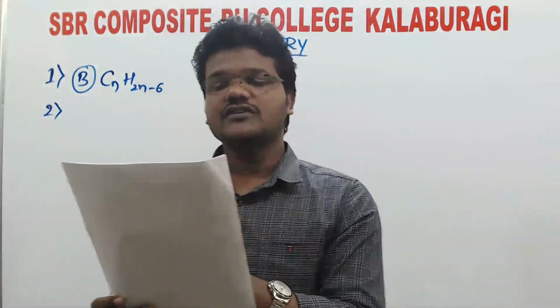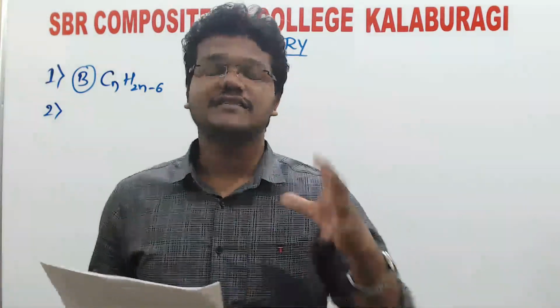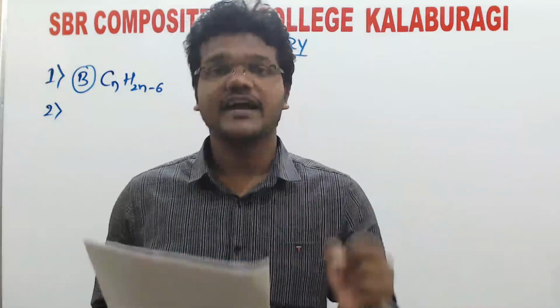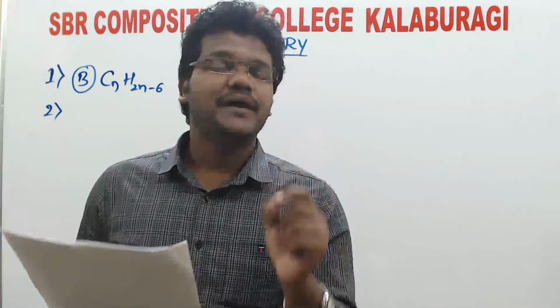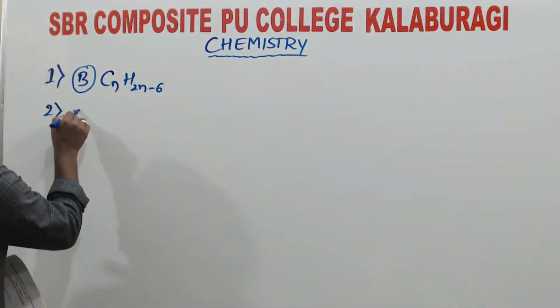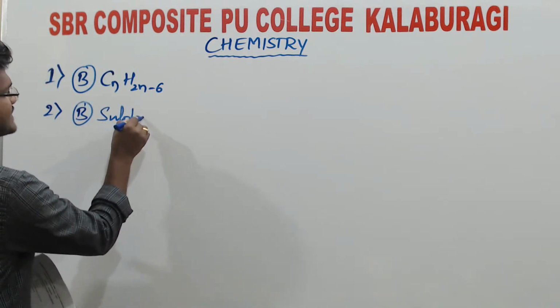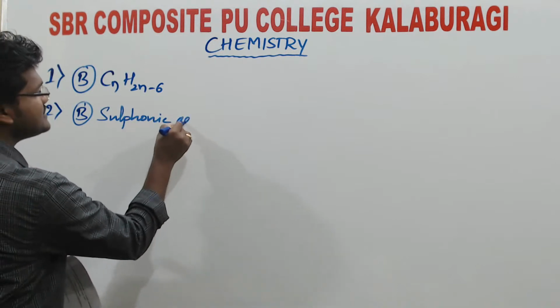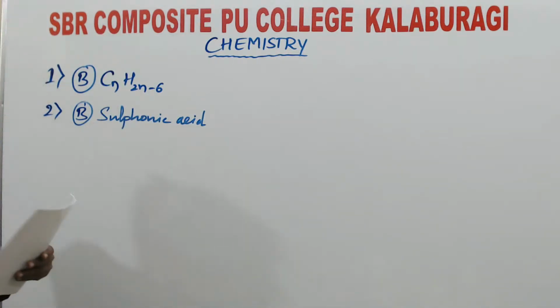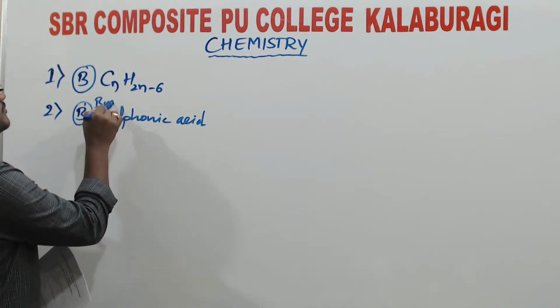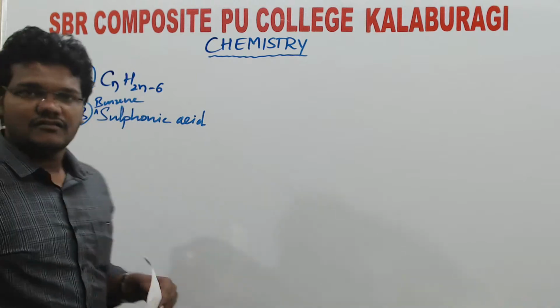Correct. If you are going through the question, they ask benzene reacts with fuming sulfuric acid. That is nothing but sulfonation of benzene. Sulfonation of benzene takes place, and we know that at the end we are going to get benzene sulfonic acid. Correct. So for the second one also it is option B. It is benzene sulfonic acid. Here I have forgotten to write benzene.